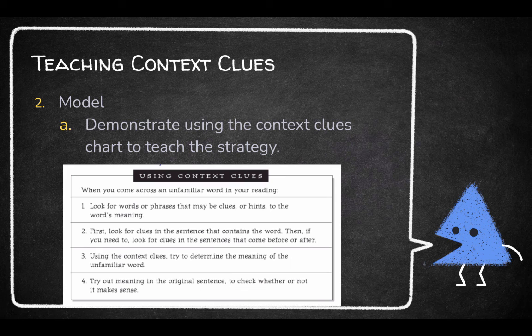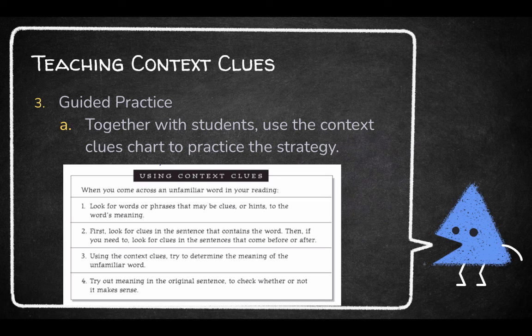Second, look for clues in the sentence that contains the word. Then, if you need to, look for clues in the sentences that come before or after. Next, using context clues, try to determine the meaning of the unfamiliar word. And finally, try out the meaning in the original sentence to check whether or not it makes sense.